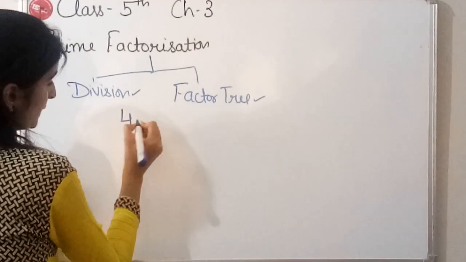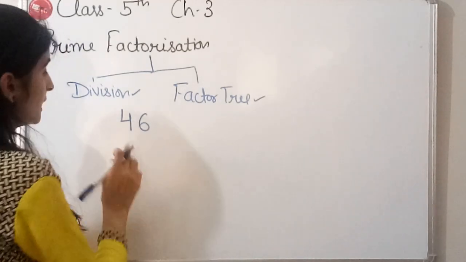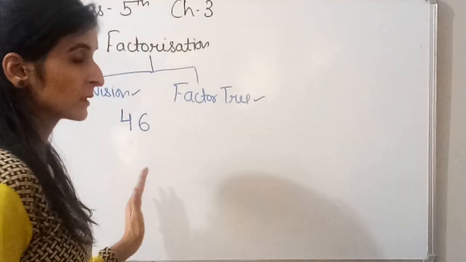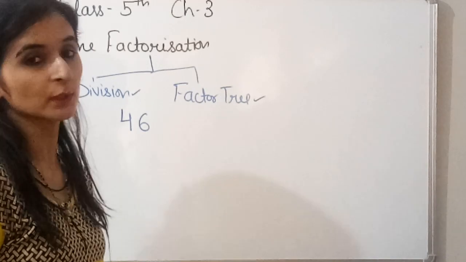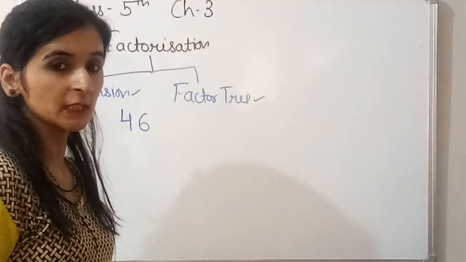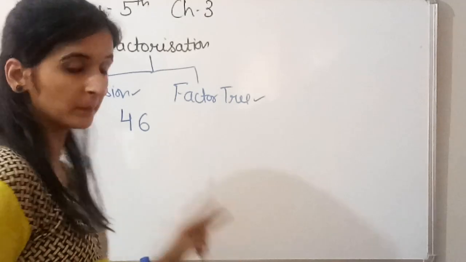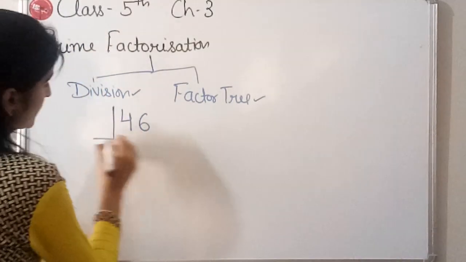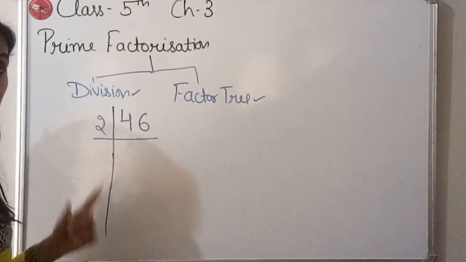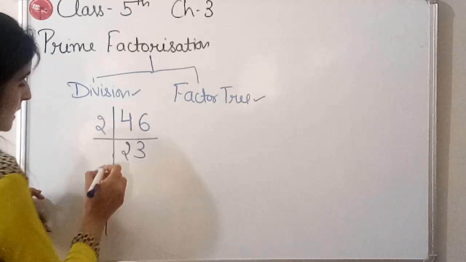Suppose I have to do the prime factorization of 46. So what will I do here? Prime factorization means we have to write this 46 as a product of prime numbers. So I will divide 46 by 2 because 2 is the first prime number. If I divide 46 by 2, the quotient will be 23. Clear?